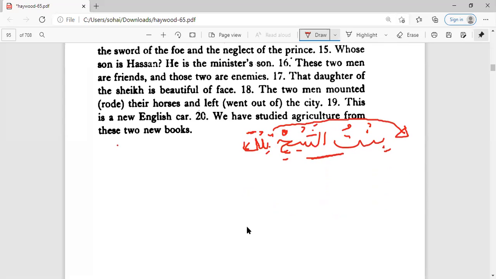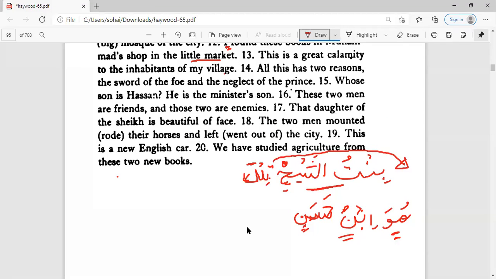For example, we can say huwa ibnu Hasanin, he is Hassan's son. But here the sentence has to continue. They are telling us that daughter of the Sheikh. Tilka ibnu al-Sheikhi would mean that is the Sheikh's daughter. But here it's not that is the Sheikh's daughter, it is that daughter of the Sheikh.